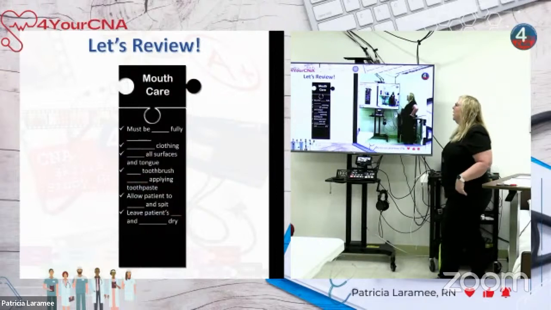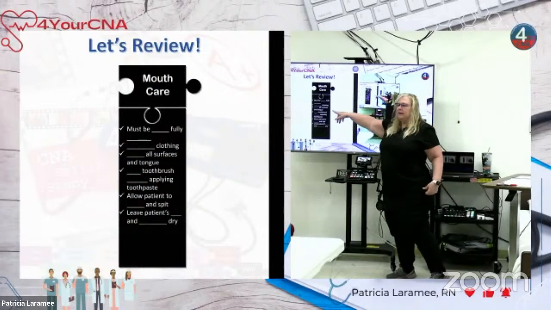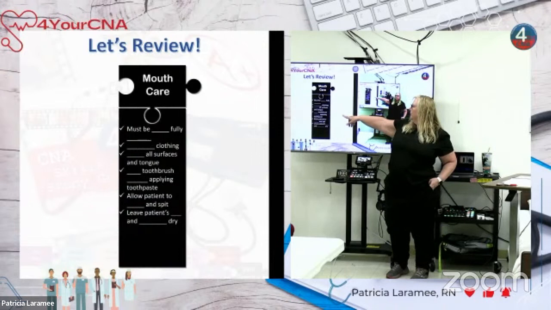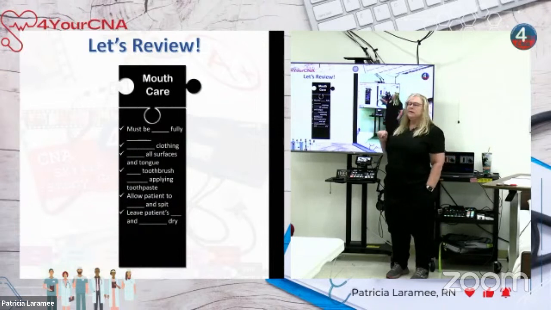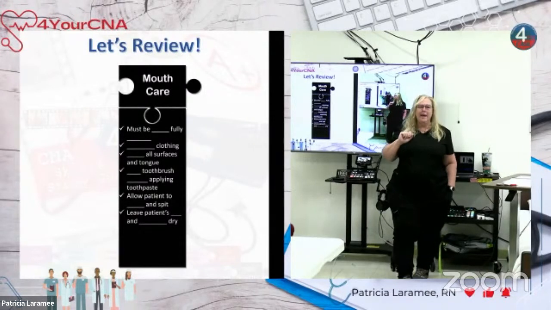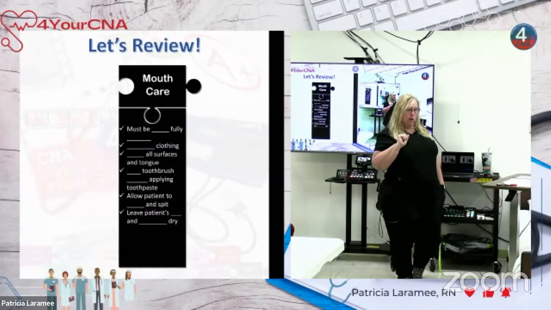So mouth care. Patient must be sitting fully upright. We're going to protect the clothing. We're going to brush all surfaces and tongue. And we're going to wet the toothbrush before applying toothpaste. We're going to allow the patient to rinse and spit. And we're going to leave the patient's mouth and clothing dry.